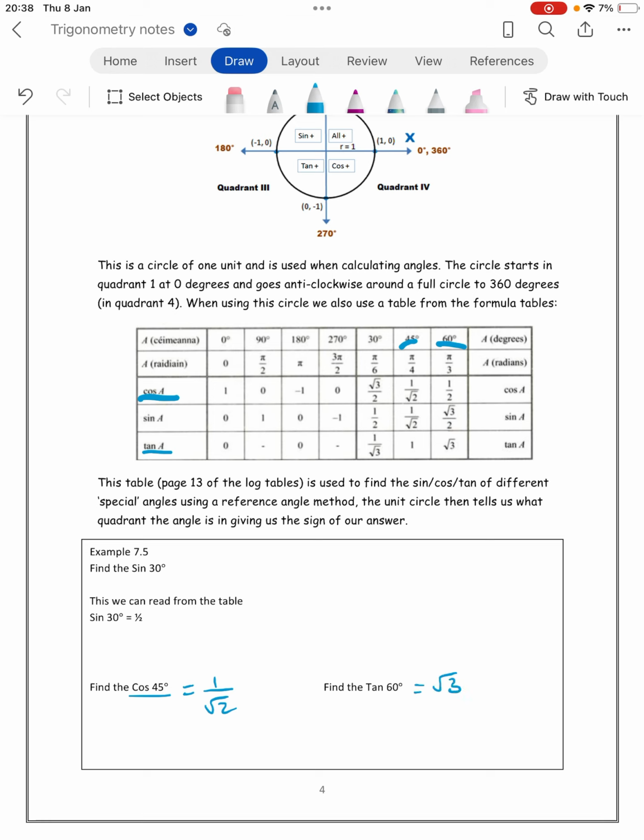Now this is all well and good when we're using these specific angles that are in our log tables, but sometimes they use other angles. So 30, 45 and 60 are known as special angles, and these special angles can be used in different quadrants. The 45, 60 and 30 relate to how far your line that you create is from the x-axis.